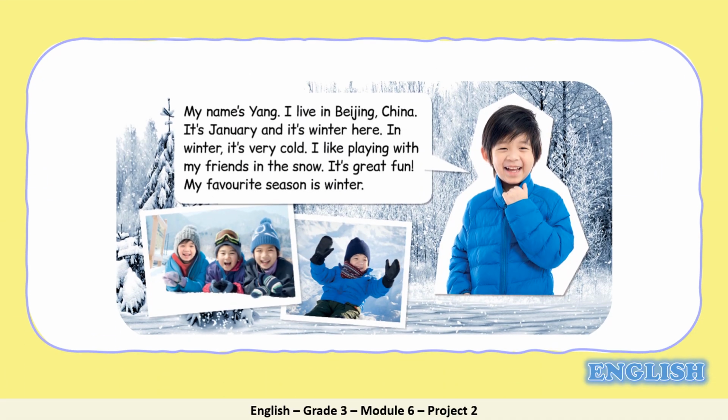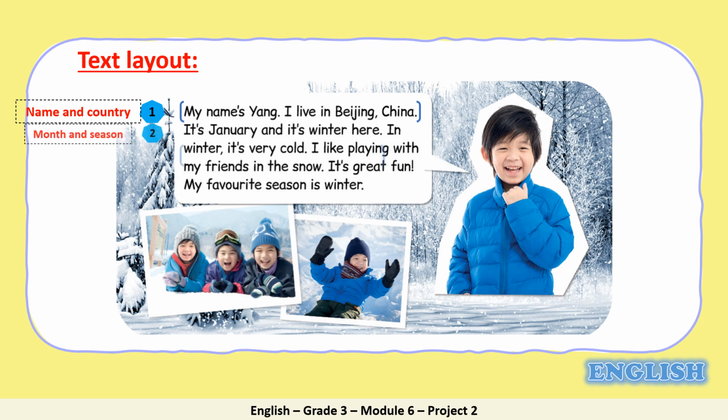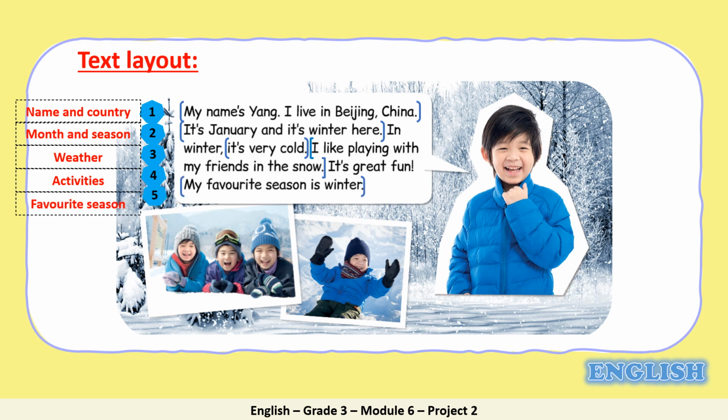Today, we are going to write a paragraph about favorite season. Before we start writing, let's take a look at Yang's paragraph. He started by saying his name and where he lives. Then he mentioned the current month and season. He also described the weather when he said it's very cold. Then he talked about his activities. He said, I like playing with my friends in the snow. Finally, he mentioned his favorite season, which is winter.